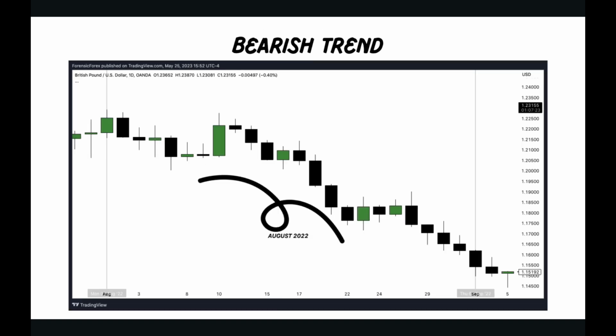Here is an example of a bearish month. This is British pound versus US dollar, August 2022. As I asked before, how would you have caught this trend if you had the chance to go back and trade this month? As you can see, it's clearly trending down for this month.